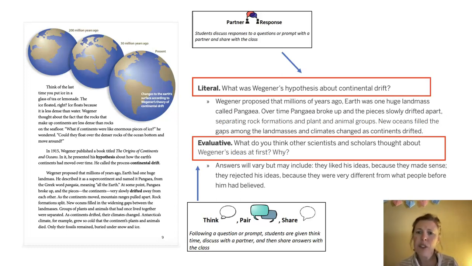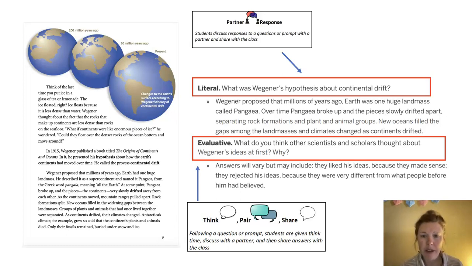Okay, so for this first question, we are going to use partner response. Raise your hand if you are partner 1. Okay, partner 1, you are going to explain your answer to the question to your partner, partner 2. Partner 2's, raise your hand. Okay, partner 2's, your job is to listen carefully to partner 1's response and then share partner 1's response with the group if you are called on.